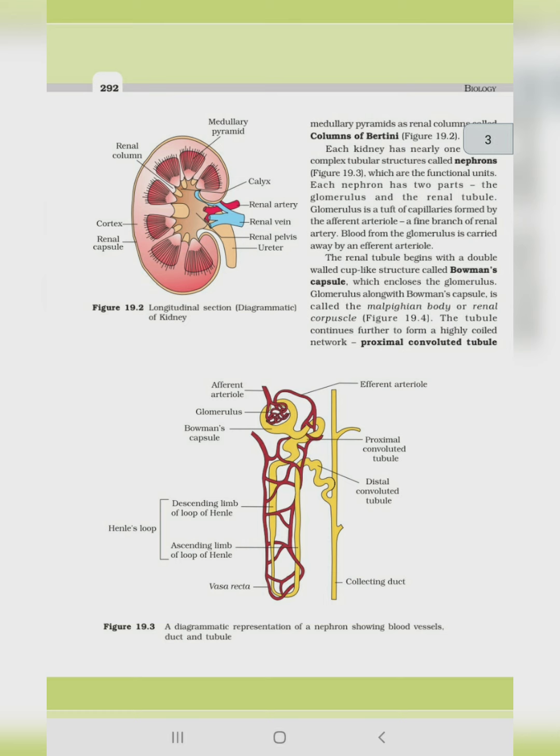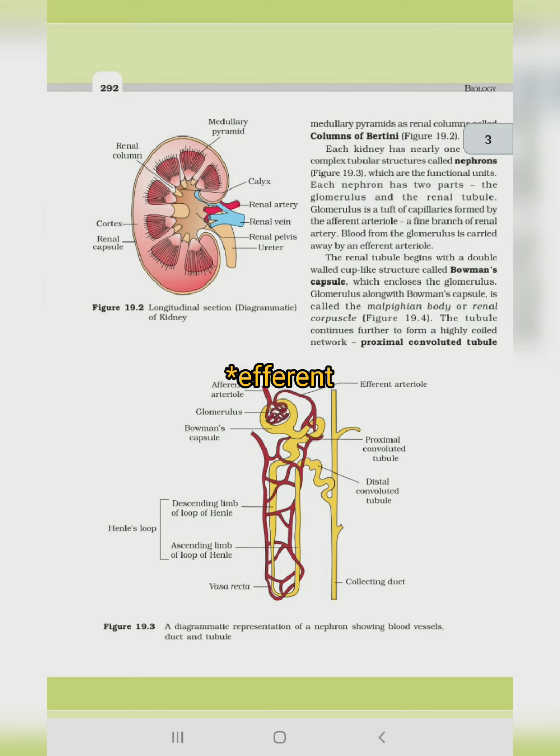Each kidney has nearly 1 million tubular complex structures called nephrons, which can be once again seen in figure 19.3, which are the functional units. Each nephron has two parts, the glomerulus and the renal tubule. Glomerulus is the tuft of capillaries formed by the afferent arteriole, a fine branch of the renal artery. Blood from the glomerulus is carried away by an efferent arteriole.